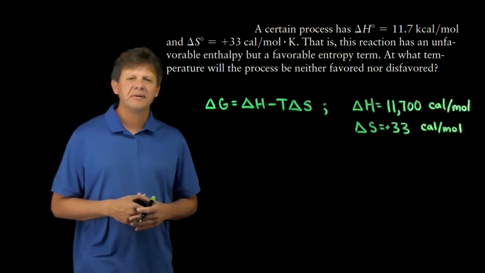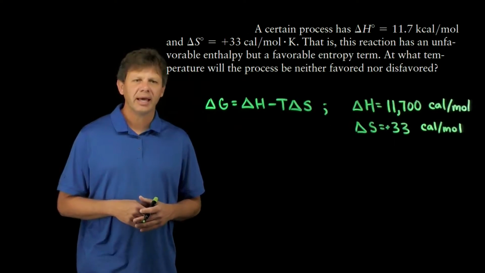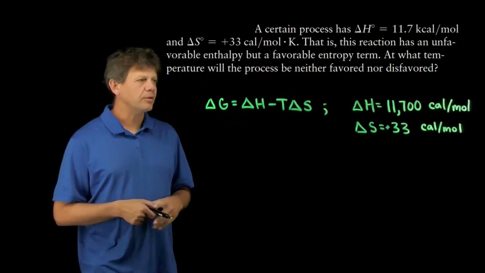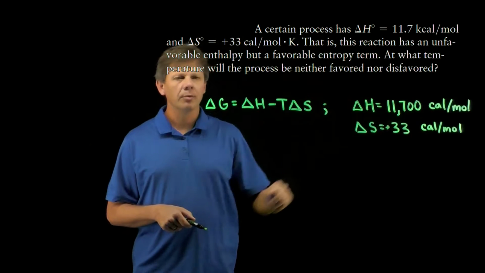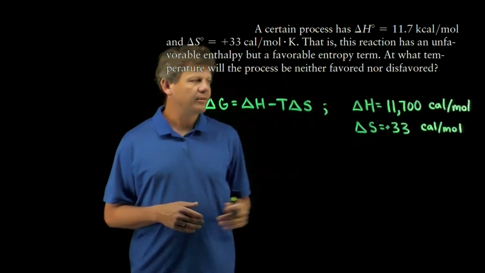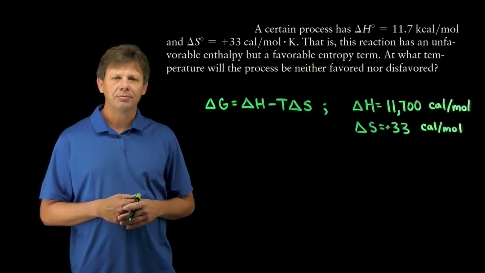This assessment gives us values for delta H and delta S. Before we talk about what the problem's asking, let's remind ourselves what these values mean. The delta H value that was given was plus 11.7 kilocalories per mole. I've written it as 11,700 calories per mole.